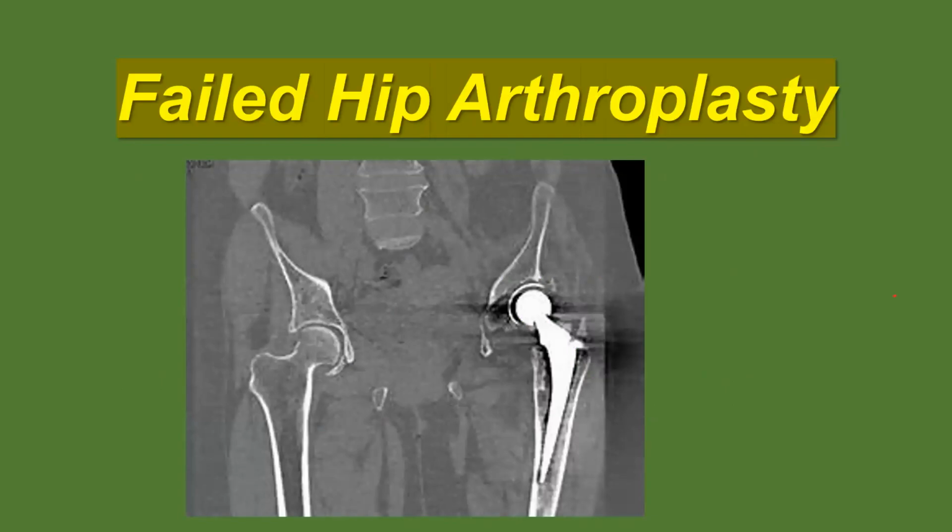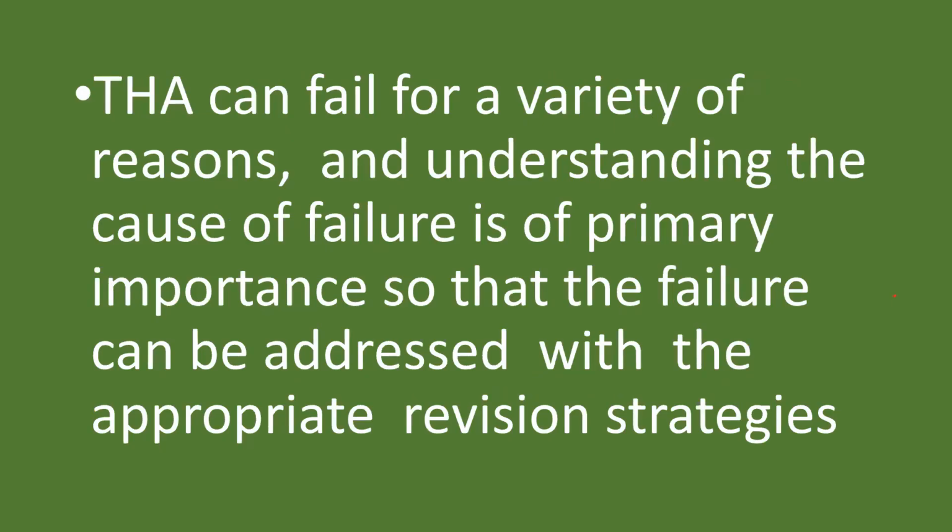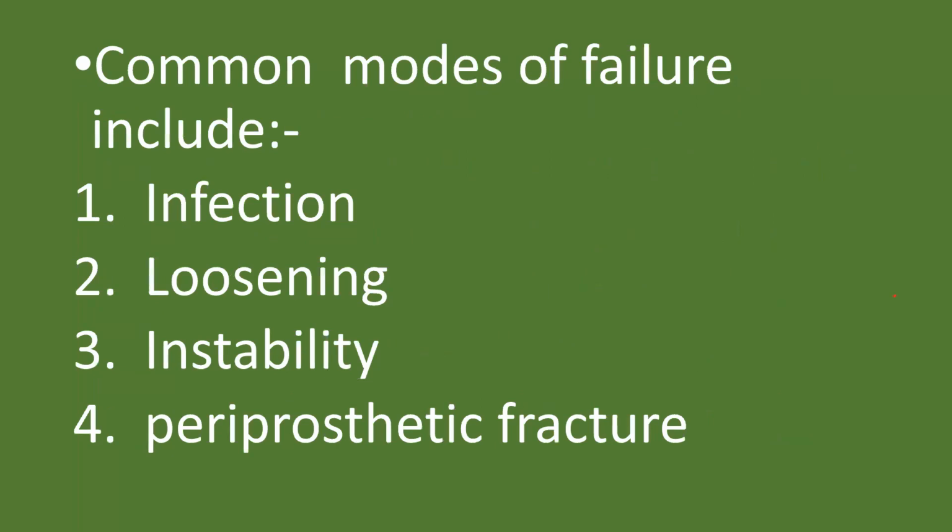Total hip arthroplasty can fail for a variety of reasons, and understanding the cause of failure is of primary importance so that the failure can be addressed with the appropriate revision strategies. Common modes of failure. Why? They get infection, there's loosening, there's instability due to improper fitting of the prosthesis, and you have a periprosthetic fracture.